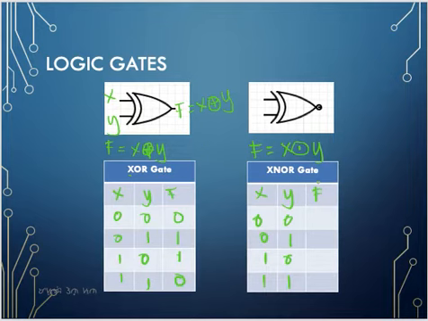Pagdating naman dito sa XNOR, it is simply the opposite of XOR, di ba? So, titingnan mo na lang dito yung output niya. Okay? So, if that is 0, then that will be 1. Okay? Or, let's put it this way.